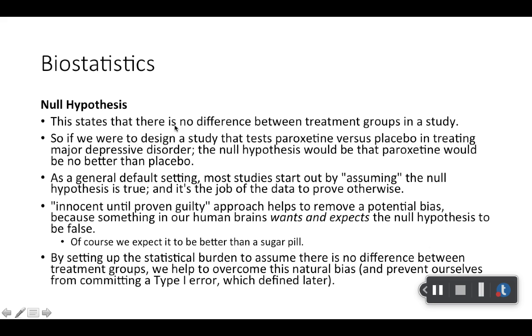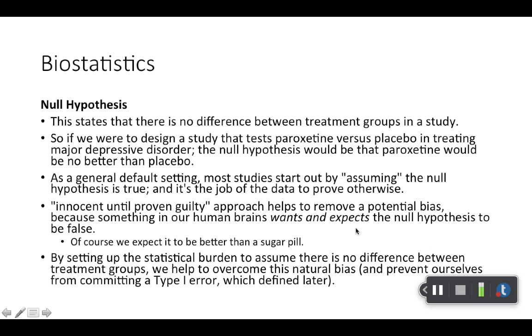Or paroxetine is another example. So if paroxetine versus placebo to treat major depressive disorder, then the null hypothesis would be that paroxetine would be no better than placebo, that basically there's no difference. And this is the typical general default setting, and you're supposed to assume that the null hypothesis is true, and that the study you're looking at is supposed to prove otherwise. So you're supposed to prove that the null hypothesis is false. This is an innocent until proven guilty kind of approach, and this helps remove bias.